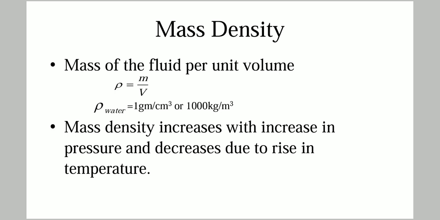Mass density. We all know the definition of mass density, or simply density, is mass per volume. So mass of the fluid per unit volume is mass density. It's denoted by the Greek letter rho, and rho is equal to m by v. Rho of water is 1000 kilogram per meter cube, or 1 gram per centimeter cube. This mass density increases with increase in pressure and decreases with increase in temperature.